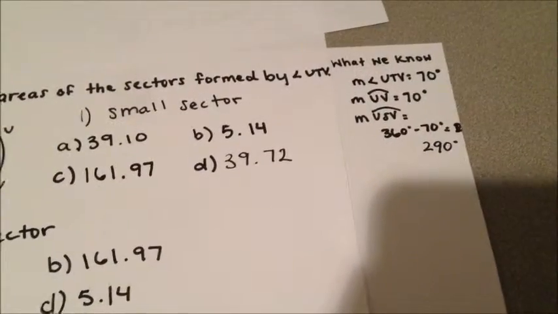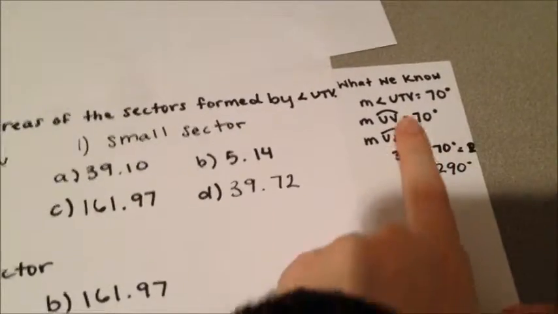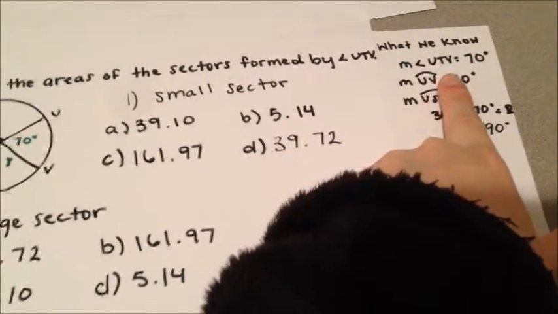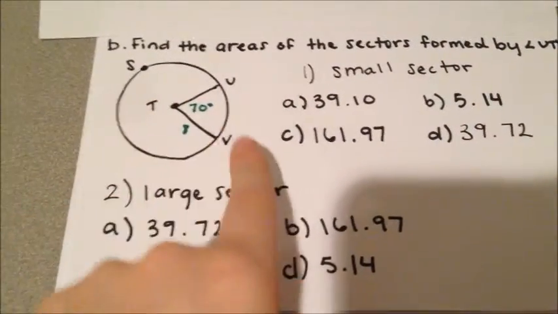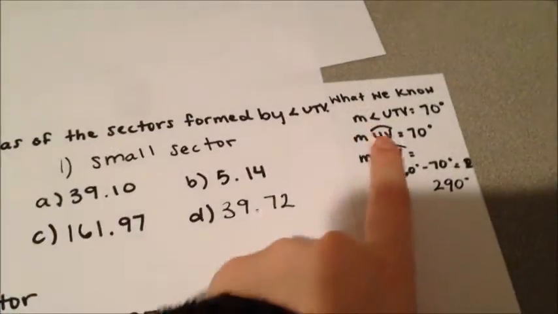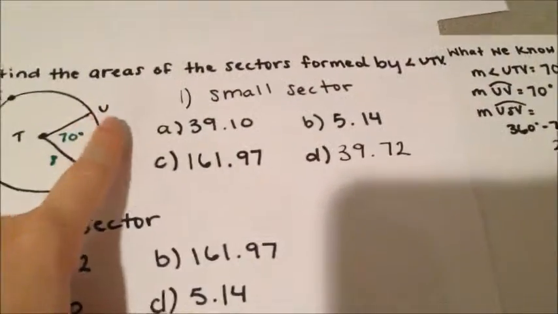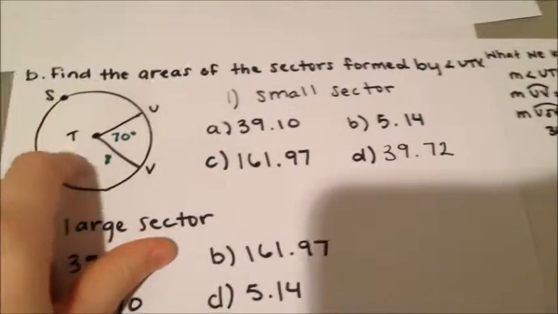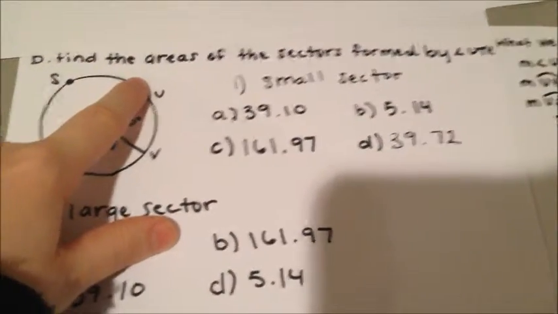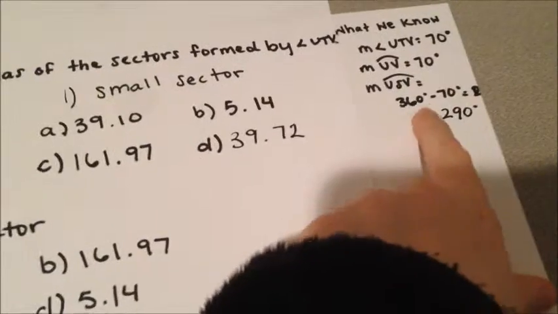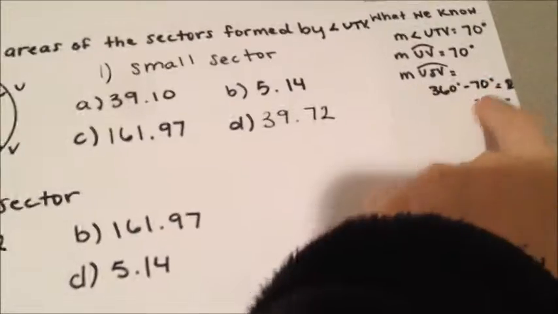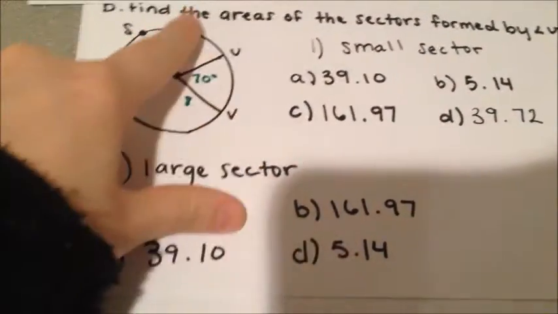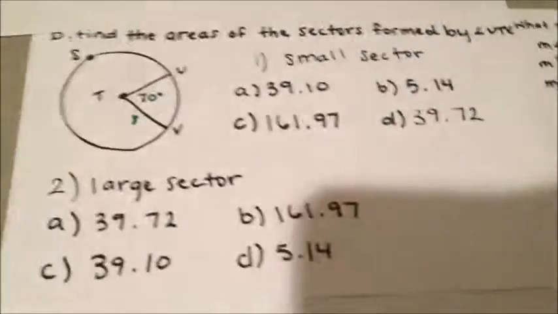First, let's take a look at what we know. We know that the angle UTV is equal to 70 degrees. And that means that the arc length is 70 degrees. Now, if we want to find this larger arc length, we're going to use this formula: 360 minus this small arc, which is 70 degrees, equals 290. So we know this is 70 degrees and this is 290 degrees.